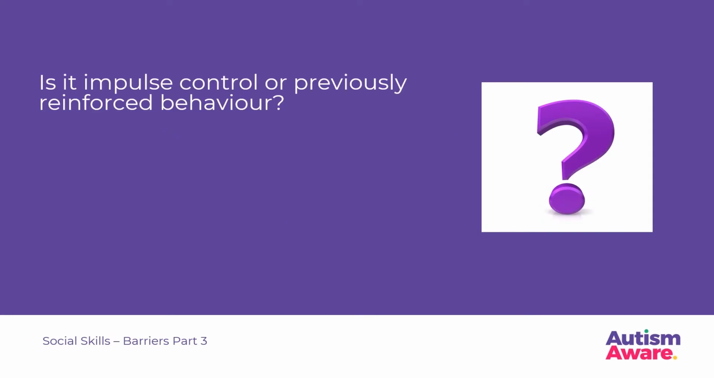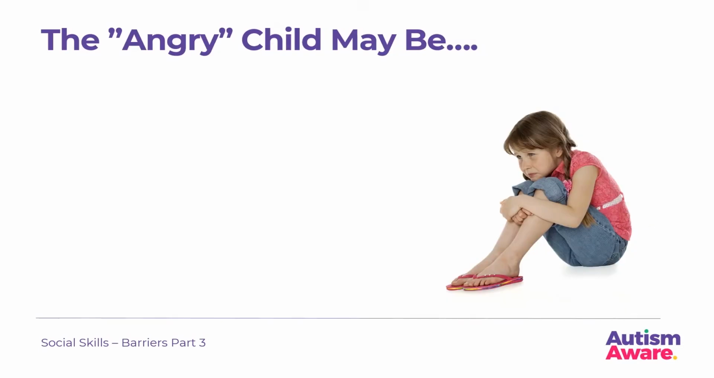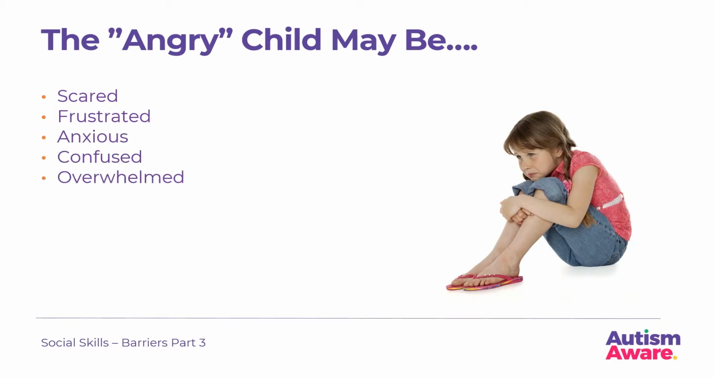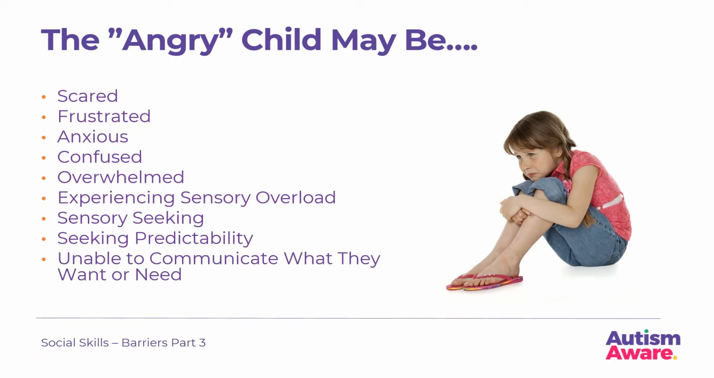Could the difficulty be with impulse control or previously reinforced behaviour? How can you tell? Well, we have to look at what happened before and after the behaviour. The angry child may actually be scared, frustrated, anxious, confused, overwhelmed, experiencing sensory overload, sensory seeking, seeking predictability, or unable to communicate what they want or need.